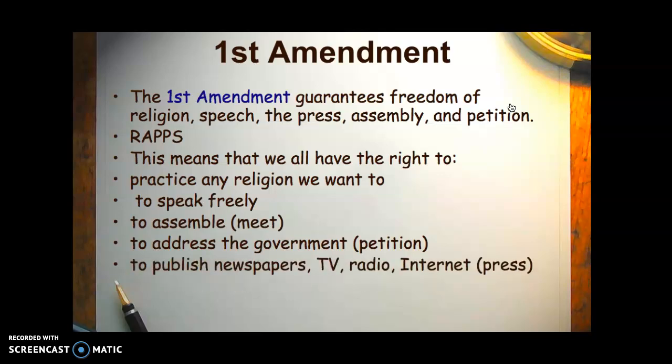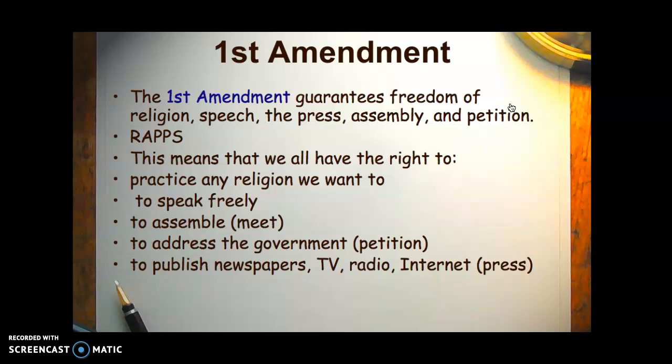We also have the right to freedom of press, and press back in the day meant newspapers, but today, of course, it means TV, radio, internet, social media, and so forth would fall under this headline, I believe, as well.